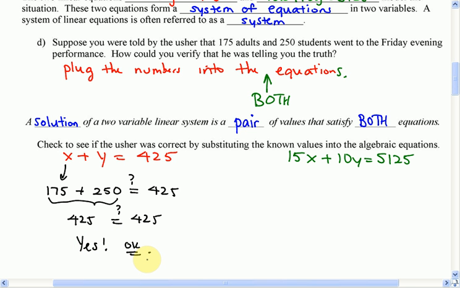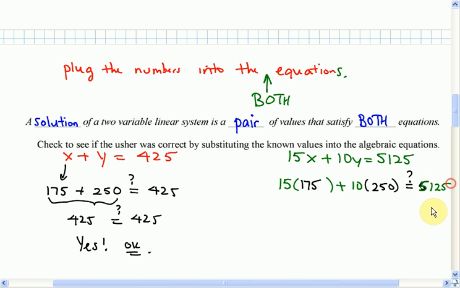But don't forget, I said don't just plug it into one, plug it into both. So let's go ahead and try that one over here. 15 times, what's x again? I forgot. Okay, good. And then y is the number of student tickets, that's 250. And once again, I'm asking you to see if the left side equals the right side, 5,125.